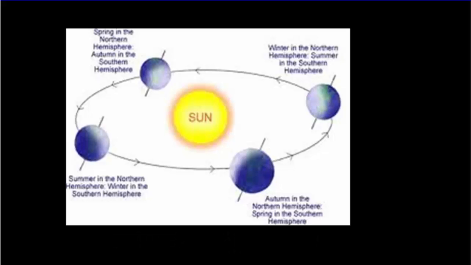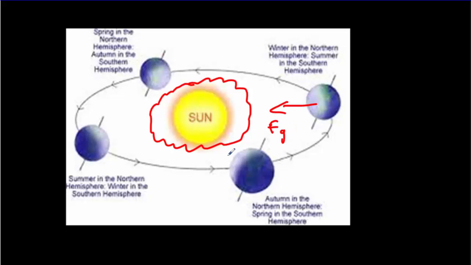Case 1, Earth revolving about the sun. Of course, this is going to have to be a field force because there's no contact between the Earth and the sun, and that field force is the force of gravity. And that would be always directly towards the sun. The velocity is, of course, perpendicular to that force, and it's always perpendicular to that force.